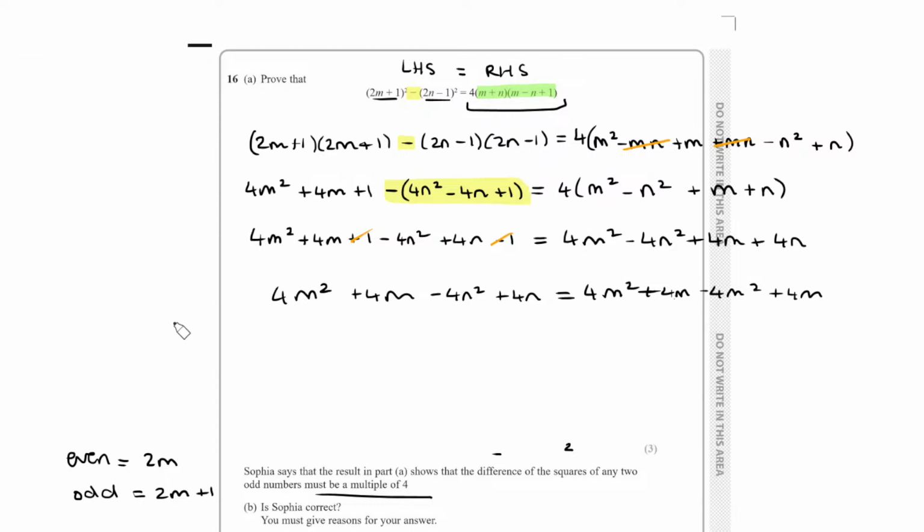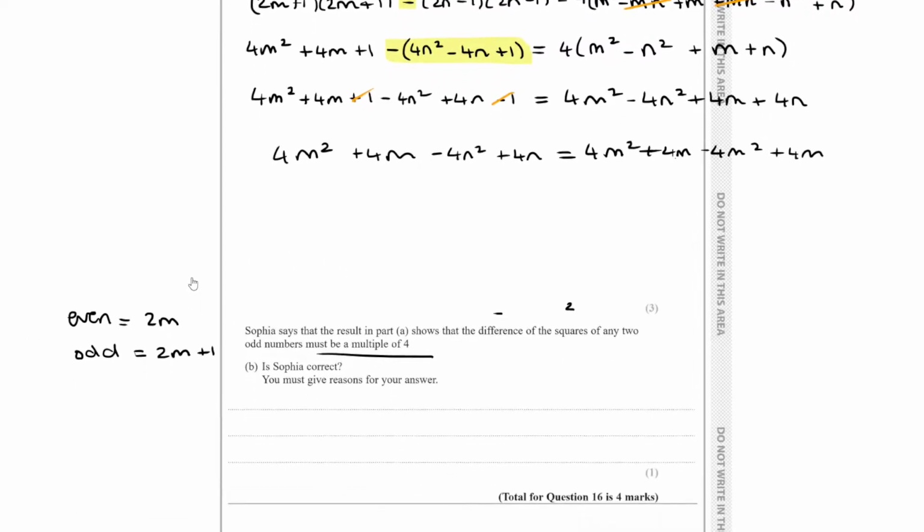So they've said, is she correct? Yeah, she is. Obviously, yes is not going to get you the mark. You have to give a reason. So, yes, I would make that reference. I would say 2m plus 1, whatever they've used, and 2n minus 1 represent odd numbers, because that's just a mathematical fact, isn't it? Just a mathematical fact. Represent odd numbers.